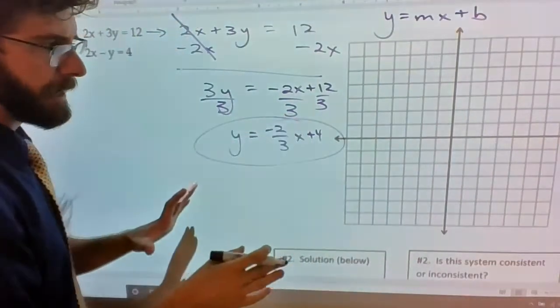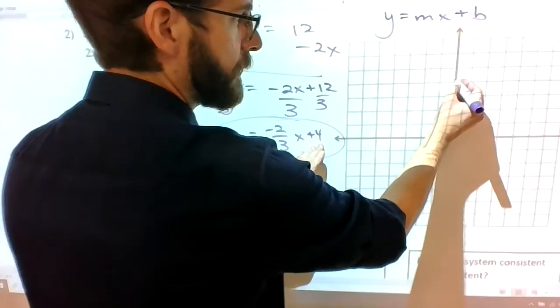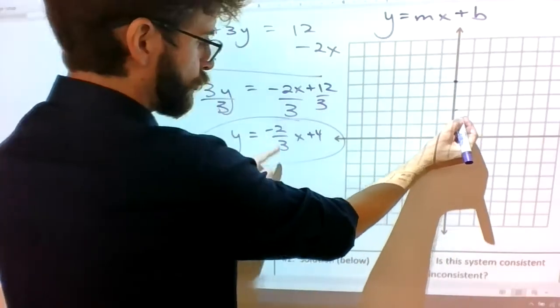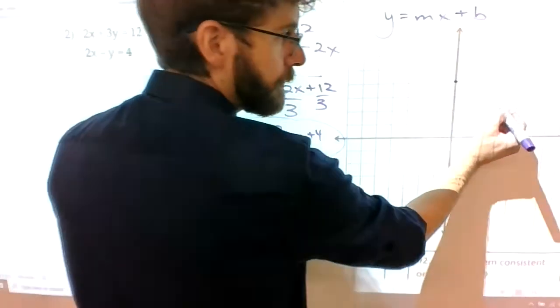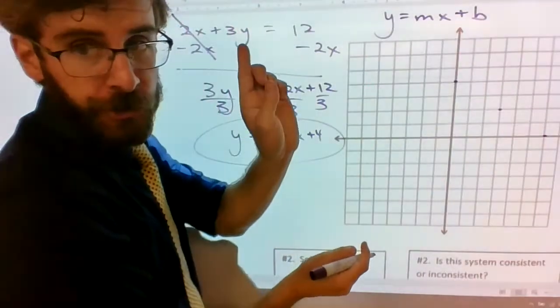There's my first line. It means I'm going to start at 4 on the y-axis, and then I'm going to travel down 2, right 3. That's my rise over run. Down 2, right 3. Or I can go up 2, left 3.